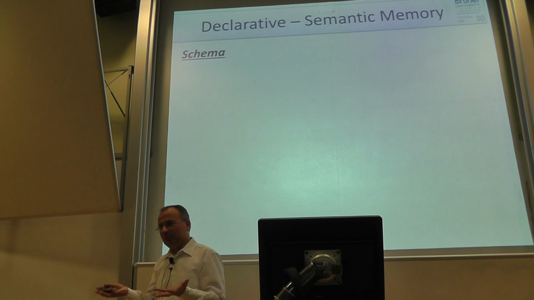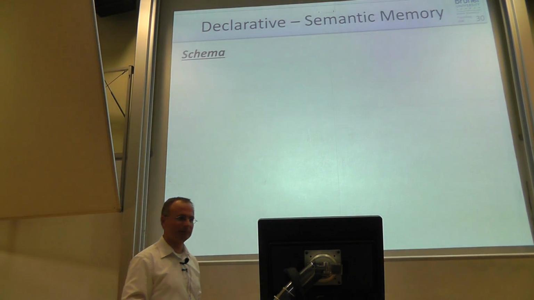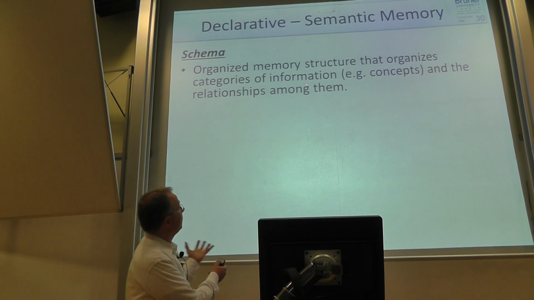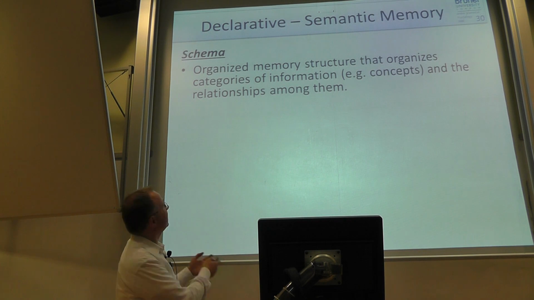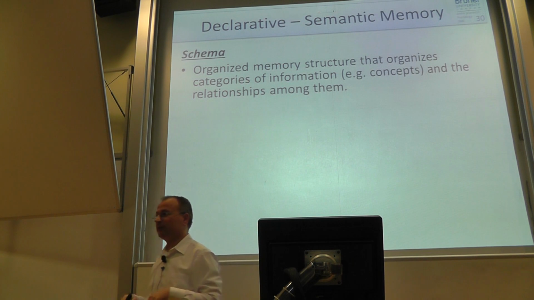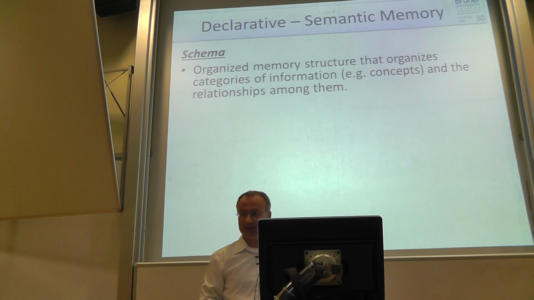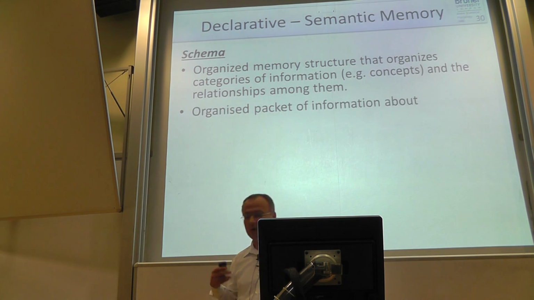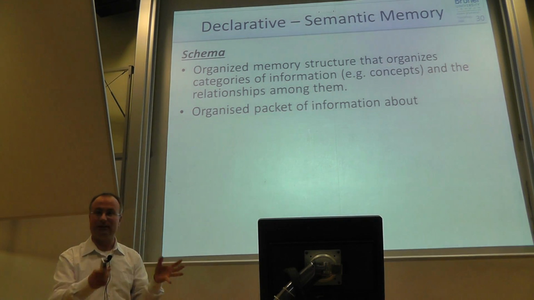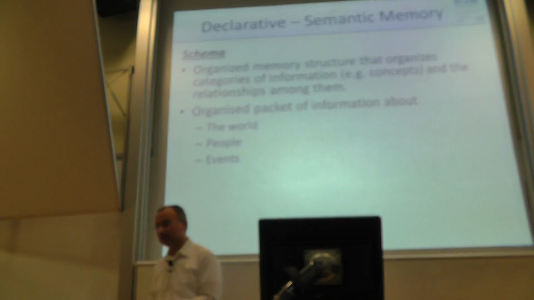So then the next complex memory structure is called schemas. Schemas are organized memory structures which organize categories of information, such as concepts and the relationships among them. Again, horribly complicated definition, but the example will hopefully make it clear. So it's basically an organized packet of information, which may be about the world, about people, or events.